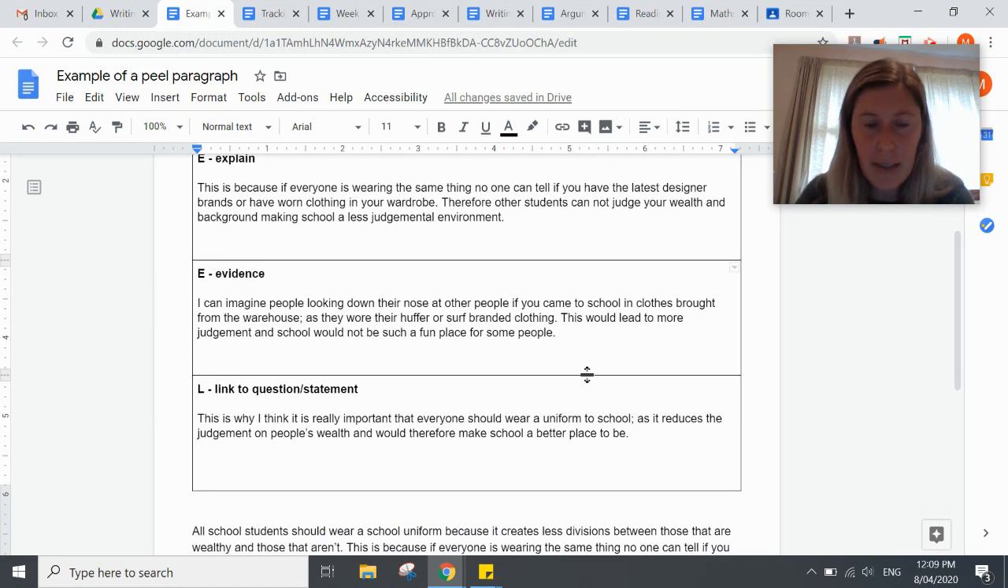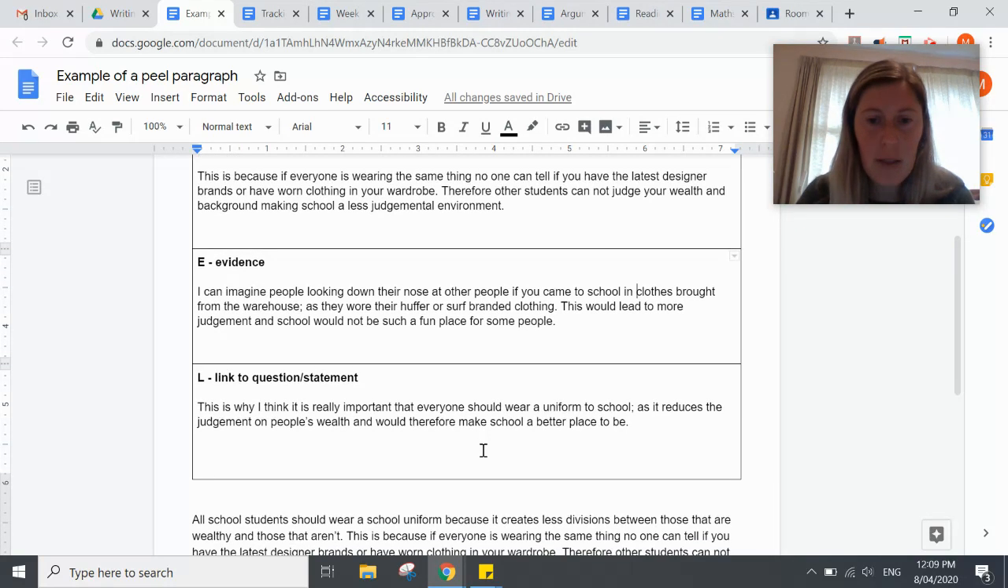And then finally, to sum it all up, and this is usually quite a strong, bold statement, so this is why I think it's really important that everyone should wear a uniform to school, as it reduces the judgment on people's wealth and would therefore make school a better place to be. So I've restated what I was talking about in that paragraph.